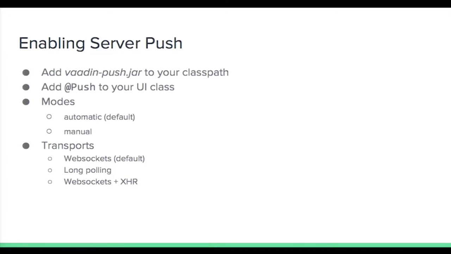If WebSockets isn't available, for example the browser doesn't support it, or the web server, or there's some load balancer that doesn't support it, you can go for long polling, which is basic HTTP with long requests. And then there is this new one, which was added in Vaadin 7.6, WebSockets plus XHR. This basically means that you will use basic HTTP for everything except the push requests, which will go over WebSockets. This is an approach that makes your life a lot easier if you're using Spring Security, for example.